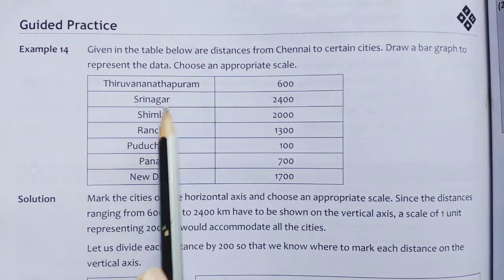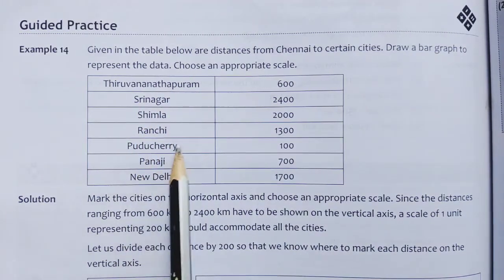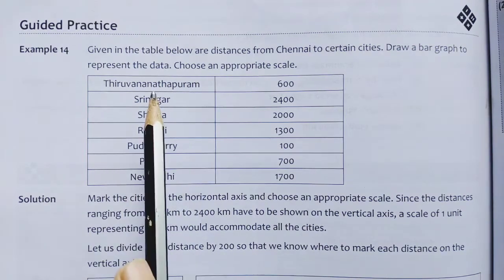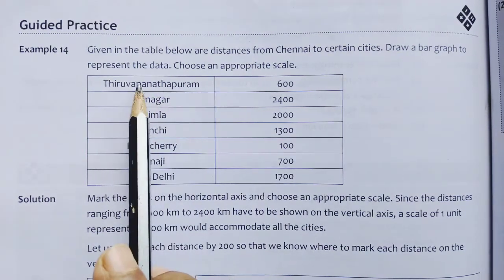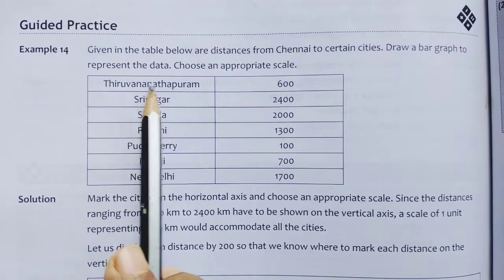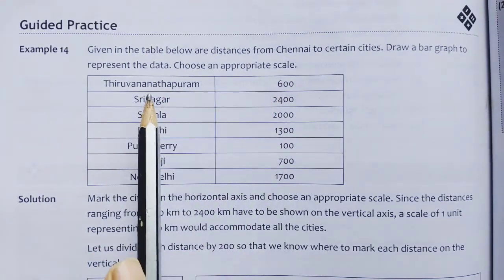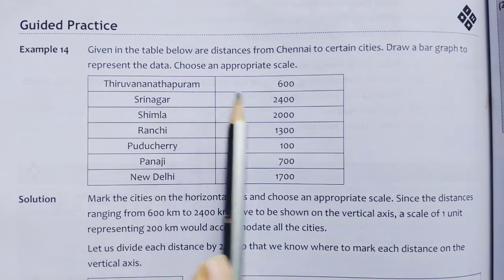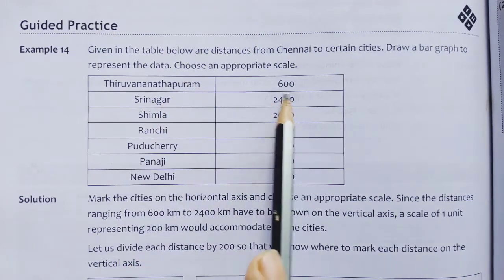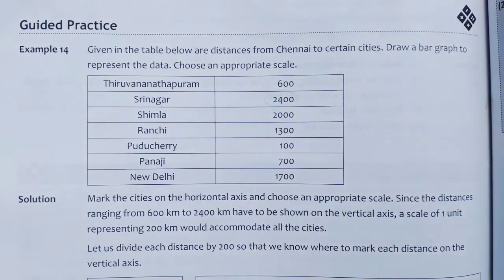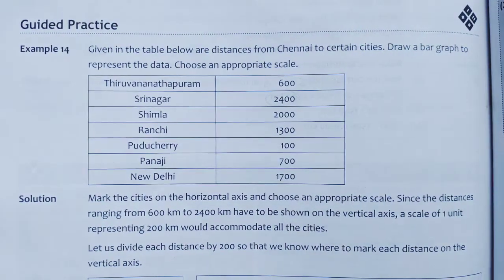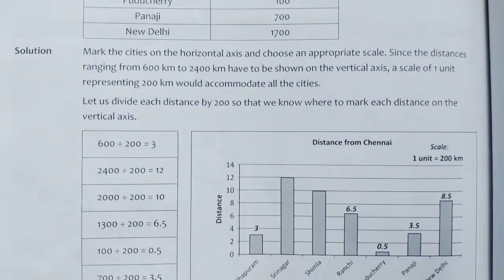Thiruvananthapuram, Srinagar, Shimla, Ranchi, Puducherry, Panaji and New Delhi. Here the distance from Chennai to Thiruvananthapuram is 600 km and Chennai to Srinagar is 2400 km and so on. And we have to draw a bar graph. So just try to understand.